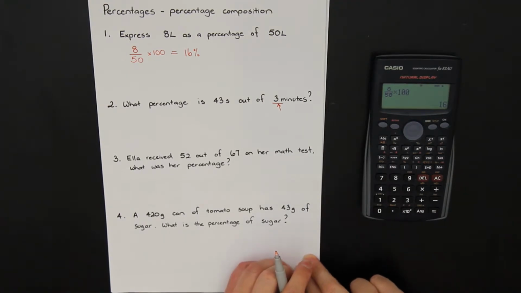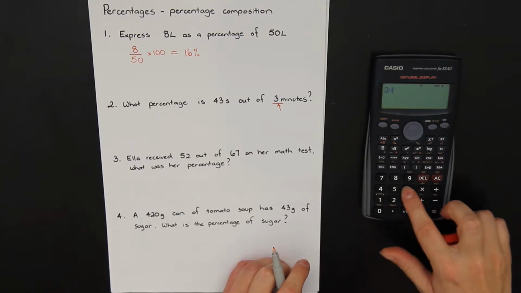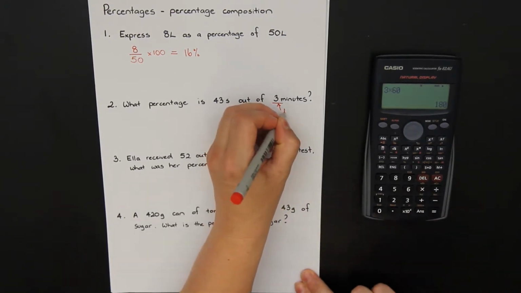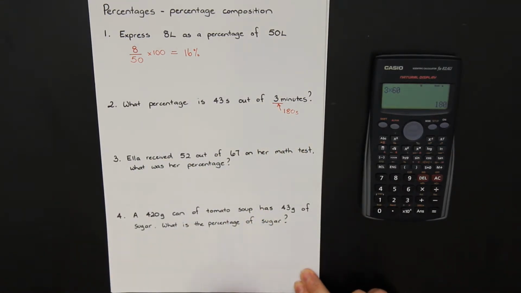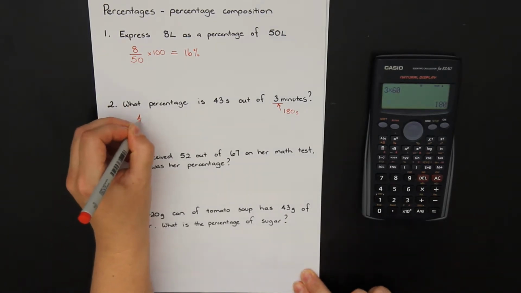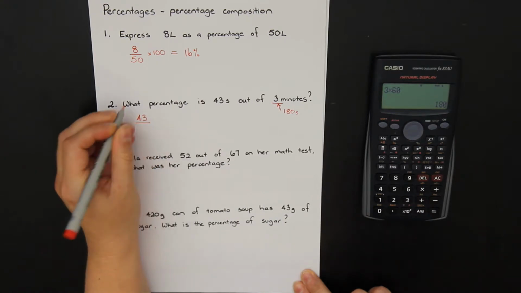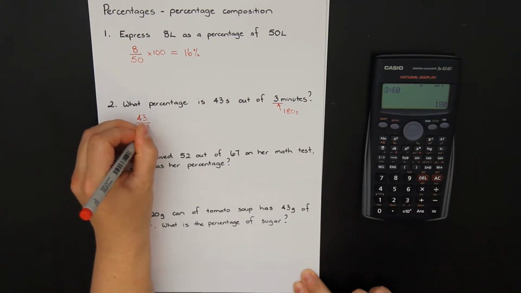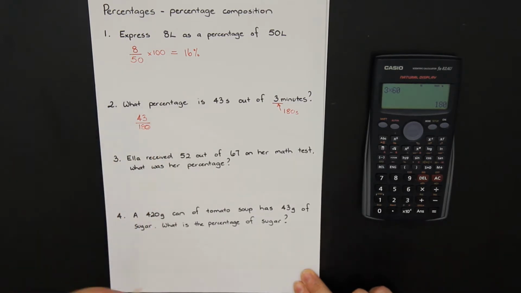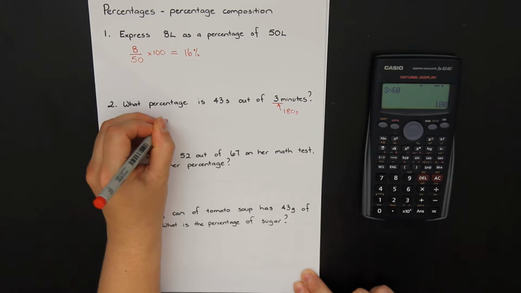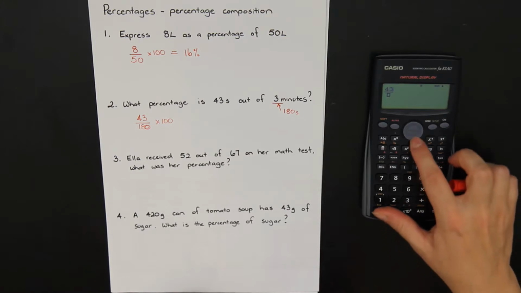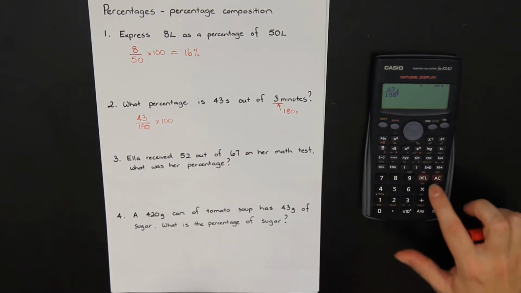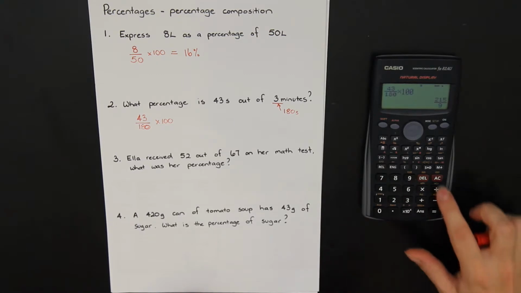Now there are 60 seconds in a minute, so I need to type 3 times 60. There is 180 seconds in 3 minutes. So now I do the same process as question 1. I want to take 43 seconds, make it a fraction out of the 180 seconds, and to make that a percentage, I need to multiply by 100. On the calculator, fraction 43 over 180 times by 100 equals.